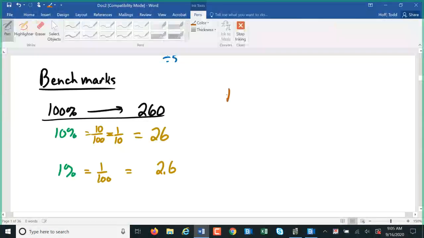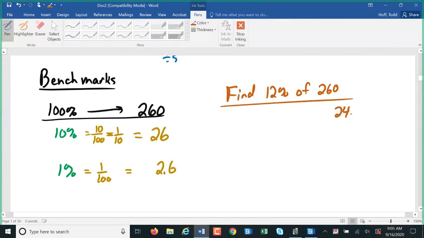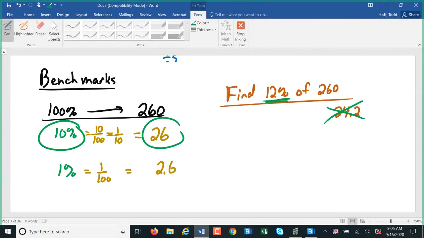So if I am asked to find 12% of 260, and I get an answer of 24.2, I know right away that that is wrong. Why do I know it's wrong? Well, because 10% is 26. 12% has to be larger than 10%. 12% has to be bigger than 26.